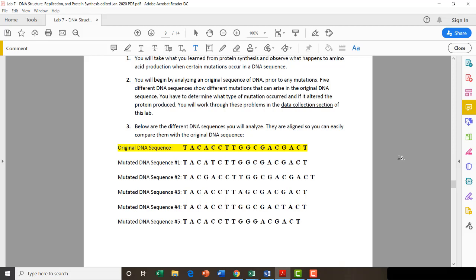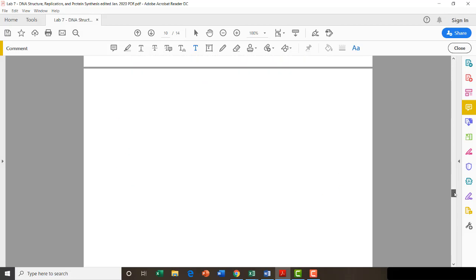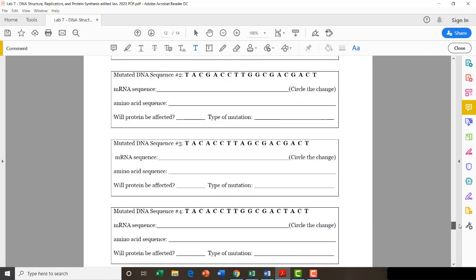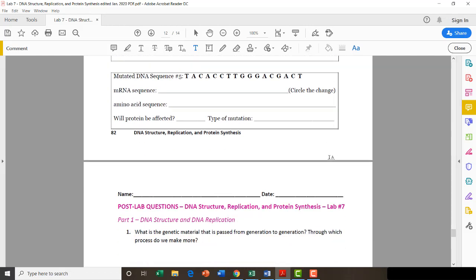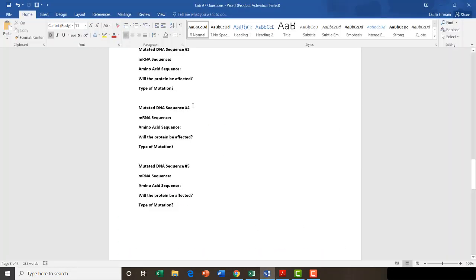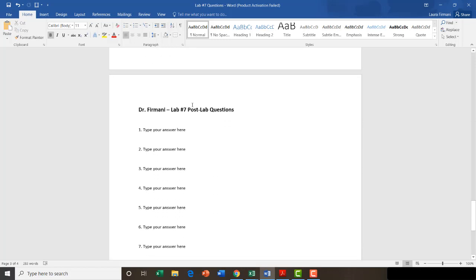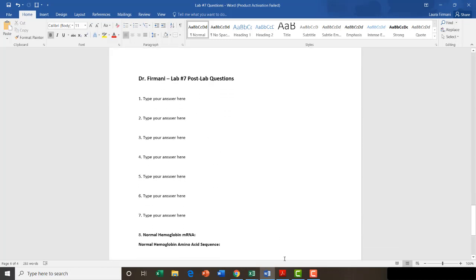You still have to work through to make the mRNA and the amino acid sequence to see if the protein's going to be affected. So again, I want you to work through all those mutations in your Word document. I'm going to be looking for them. So here's all your mutations. And then the last are your post-lab questions.